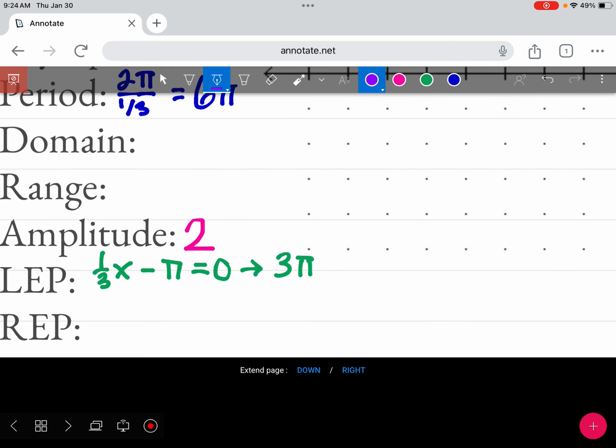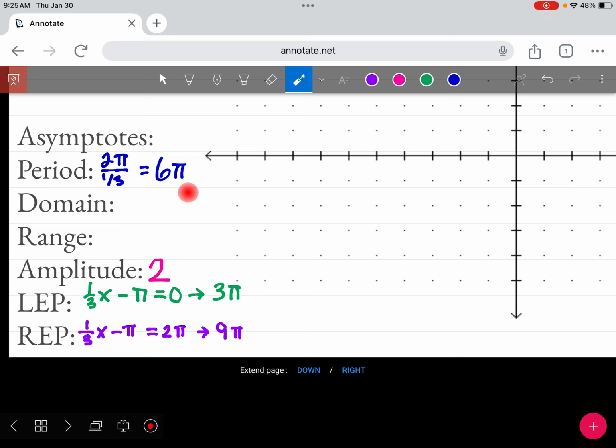Our right endpoint, we do the similar thing, 1/3 x minus pi. Normally, sine ends at 2 pi, so I want to know when this thing gets back to 2 pi. Add pi. We have 1/3 x equals 3 pi. Actually, 9 pi. Another way to think about it, if you find your left endpoint, add your period, same thing. You can take your left endpoint and add the period length. Doing both lets us double check everything and gives us a built-in spot check.